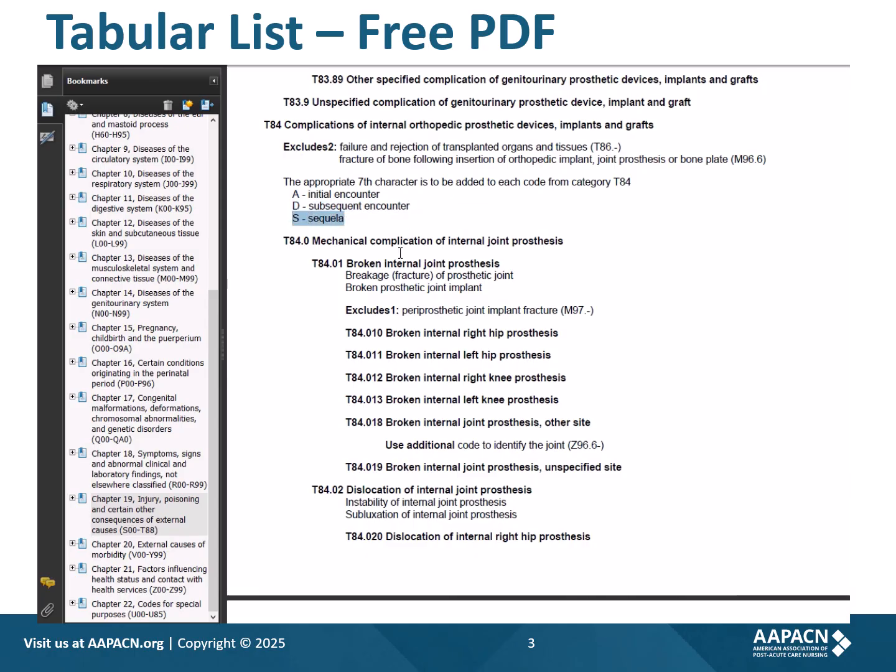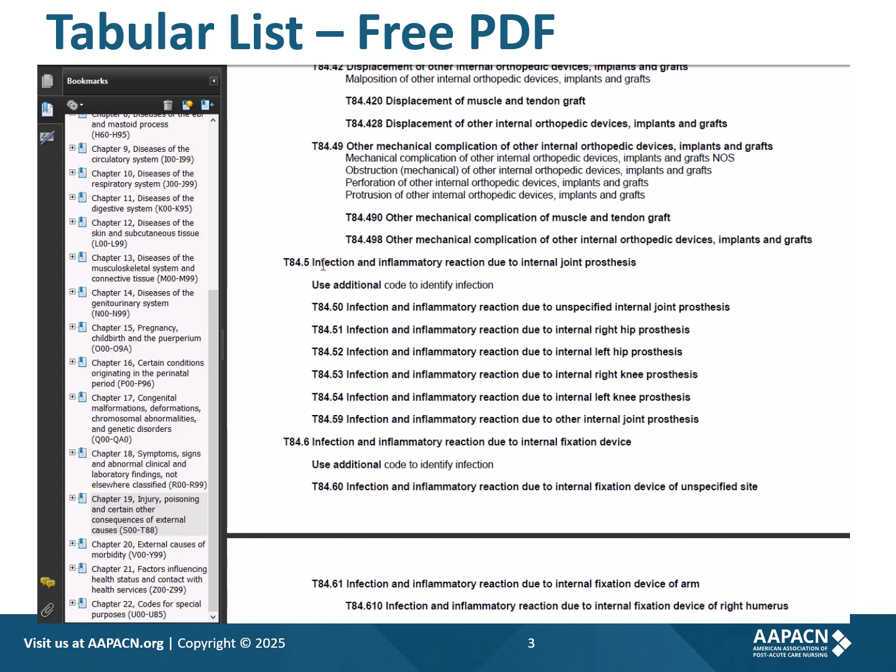Now we can go to T84.5. And T84.5, infection and inflammatory reaction due to internal joint prosthesis. We do have a note here that says to use an additional code to identify the infection. So not only are we going to need the T84.5 code, we're also going to use an additional code if we know the specific type of infection.